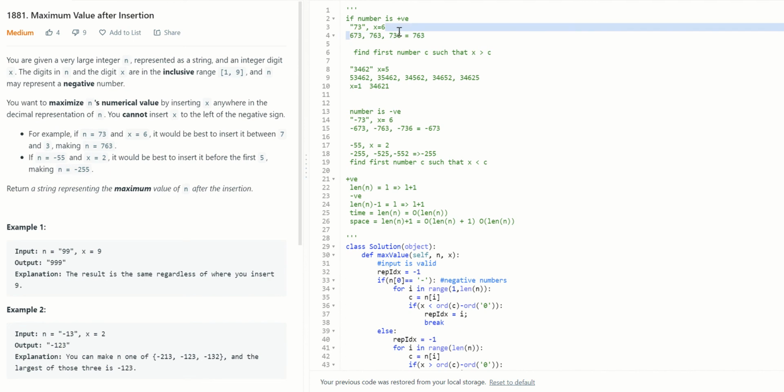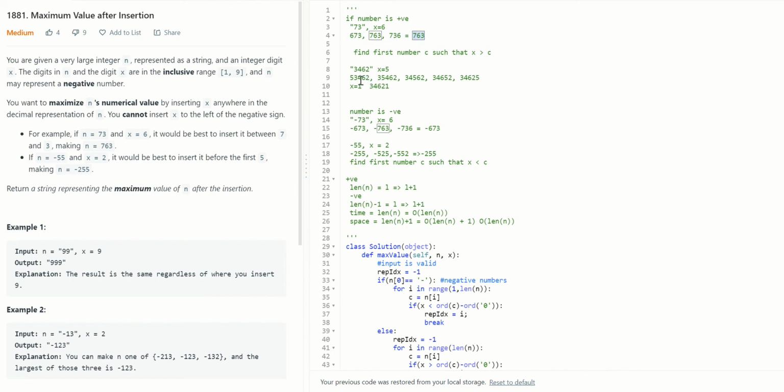Likewise, these are the outputs after inserting. If you insert before 7, it will be 673. After 7, it will be 763. After 3, it will be 736. But out of all these three, what is the maximum that we need to give? Because we are supposed to return the maximum value, 763 is the maximum.